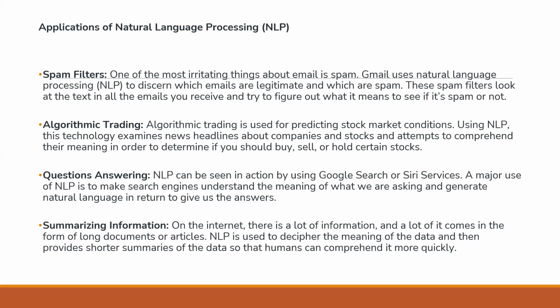Next one is algorithmic trading. Algorithmic trading is used for predicting stock market conditions. Using NLP, this technology examines news headlines about companies and stocks and attempts to comprehend their meaning in order to determine whether to buy or sell. It is very interesting and very important for the trading concept.